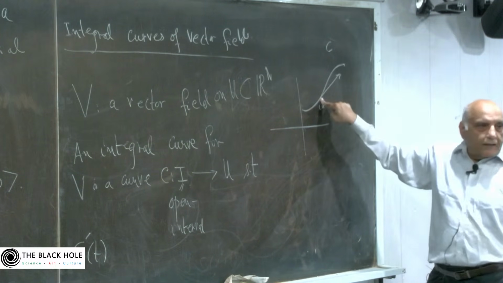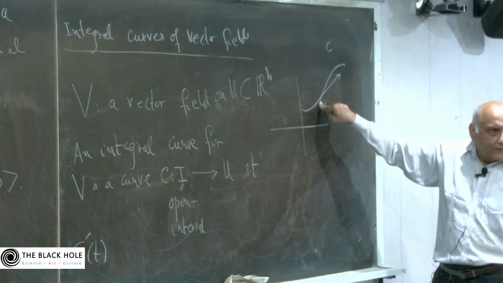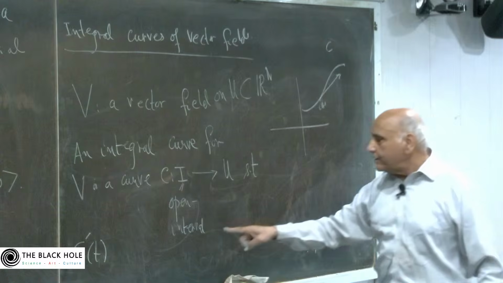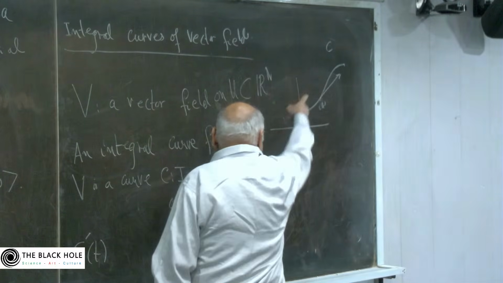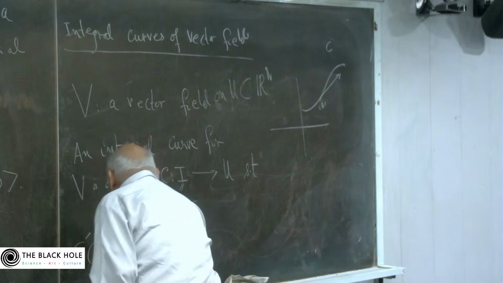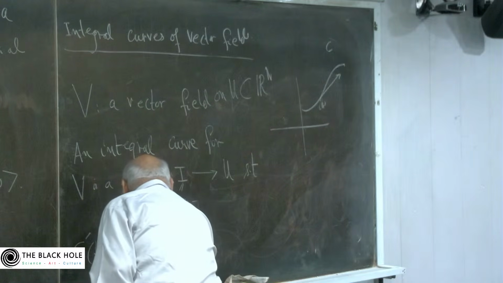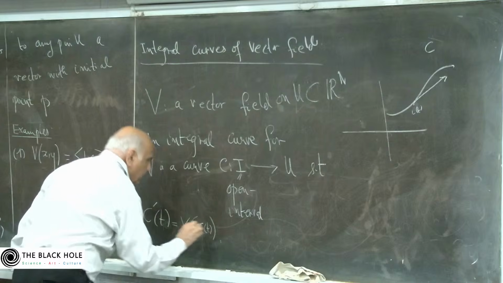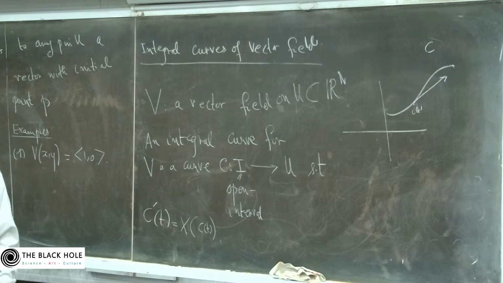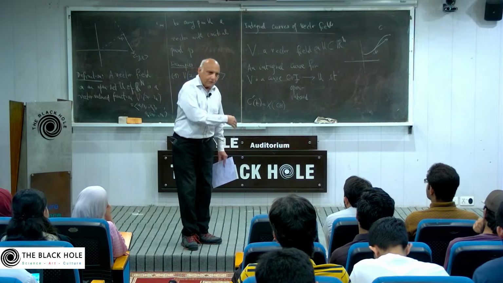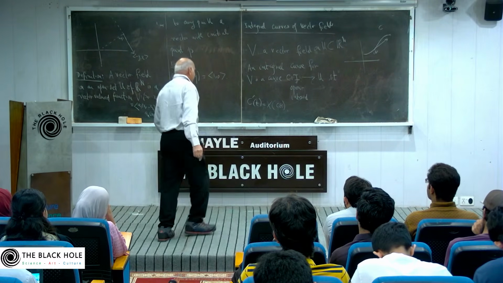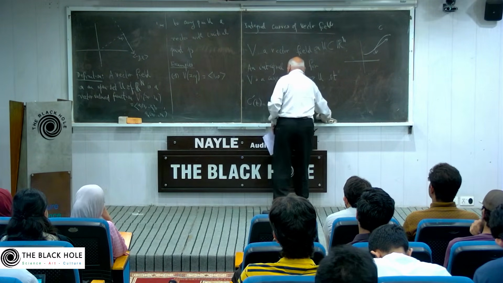This is a vector at the point C(t). An integral curve means that C'(t), which is the tangent, is the value of the vector field X at C(t). And to find integral curves, you use what Dr. Bakas has been teaching you. I'll show you my very simple example. So let's take some examples.